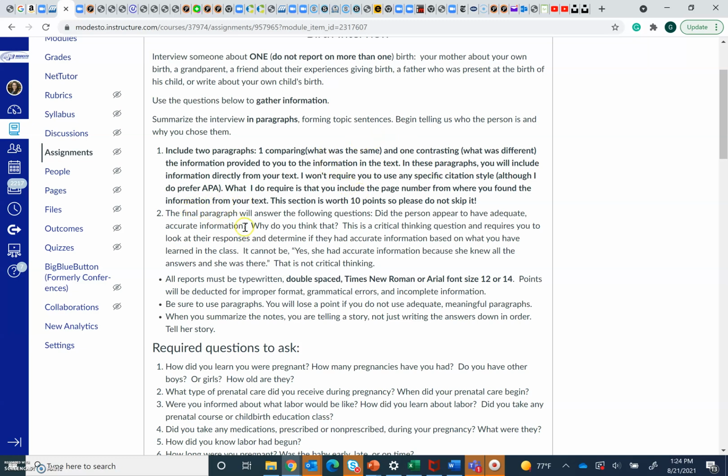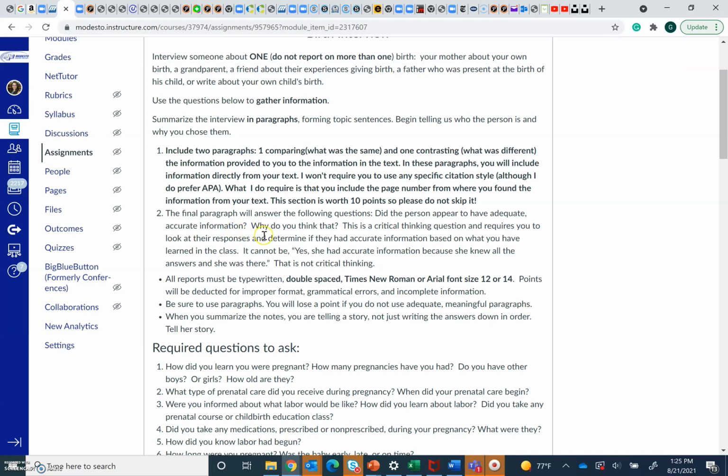Now, your final paragraph is going to answer the question, did this person appear to have adequate or accurate information, and why do you think that? So adequate, were they able to answer all of your questions? Did they give you long answers? Did they give you detailed information? And then accurate information is, was the information true? Did they remember what really happened?